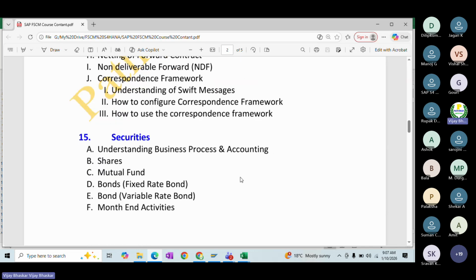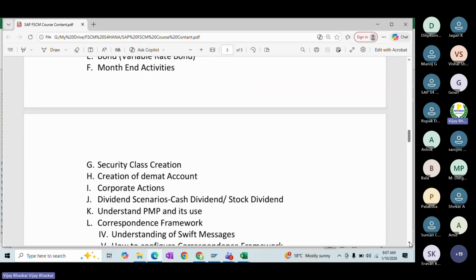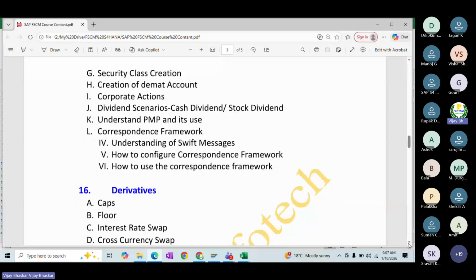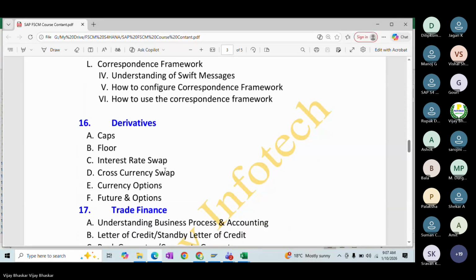understanding of business process and accounting needs, shares, mutual funds, bonds. I mean, bonds, two types: variable interest rate bonds and fixed interest rate bonds. What are the month-end activities that will be there? Then security class, this is just high-level information, derivation scenario, understanding of the PMP position management procedures. Then the message correspondence framework, which is quite common. Then under derivatives, caps, floors, interest rate instruments.